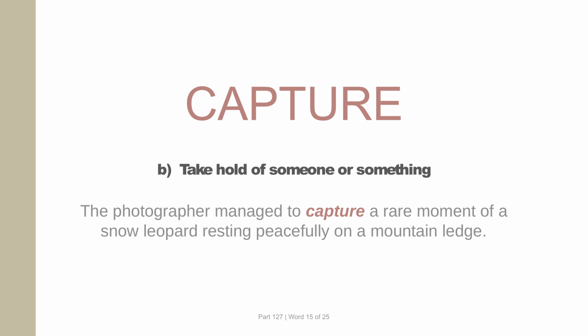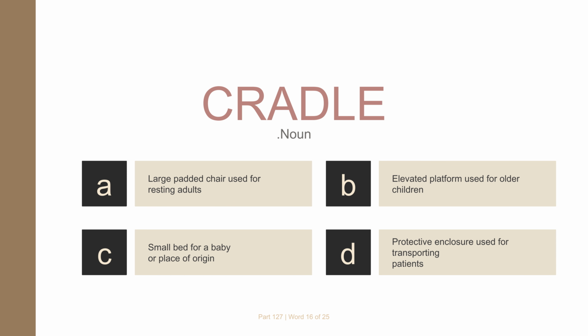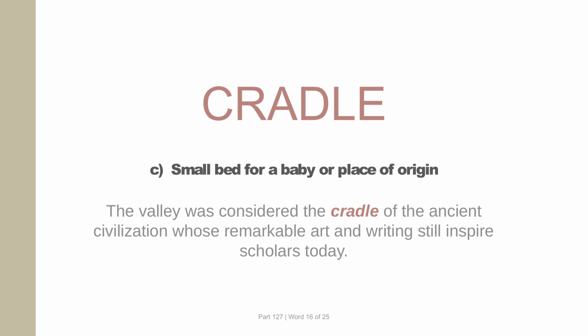Question 16. What is the meaning of cradle? Option A. Large padded chair used for resting adults. Option B. Elevated platform used for older children. Option C. Small bed for a baby or place of origin. Option D. Protective enclosure used for transporting patients. Correct answer, option C. The correct meaning of cradle is small bed for a baby or place of origin. Example: the valley was considered the cradle of the ancient civilization whose remarkable art and writing still inspire scholars today.